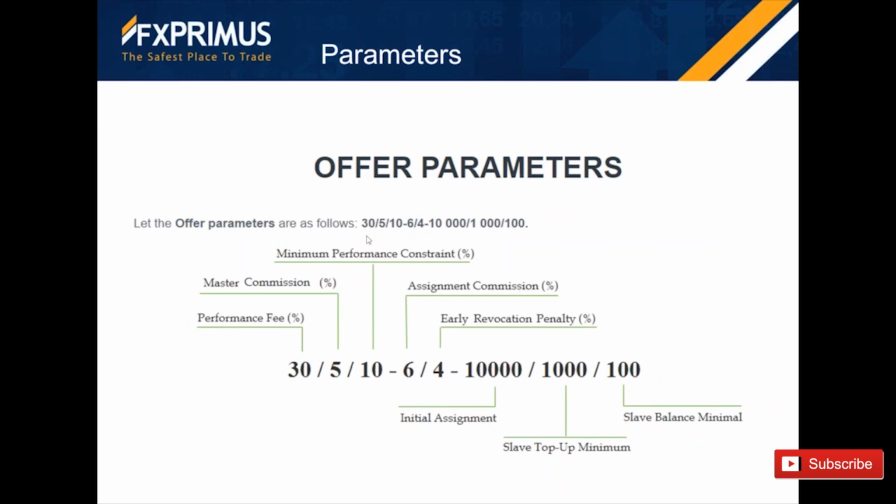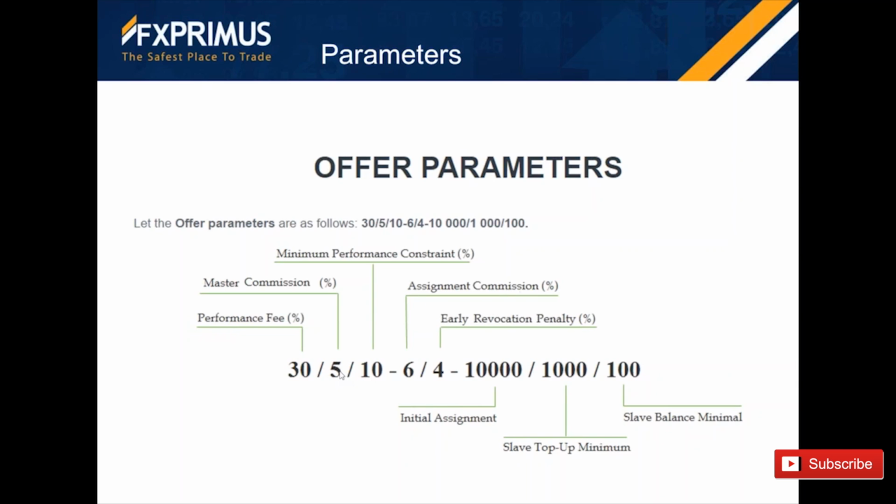Now, I will explain here also the offer parameters. If you go through the website and look at the PAMMs, you will see something called offer parameters, and our system displays it in this neat way. In this example, where I'm putting my mouse, you can see 30 over 5 over 10 dash 6 over 4 dash 10,000 dash 1,000 dash 100. It might feel complicated, but if you look at this graph, which you can save, and I can send it to you by email, you can see that it's very easy to understand.